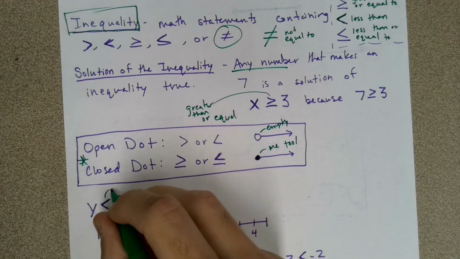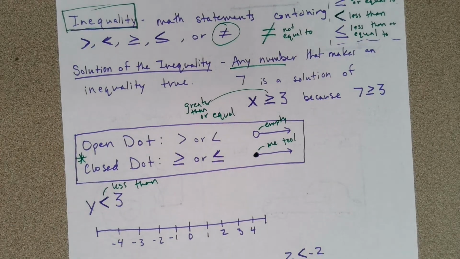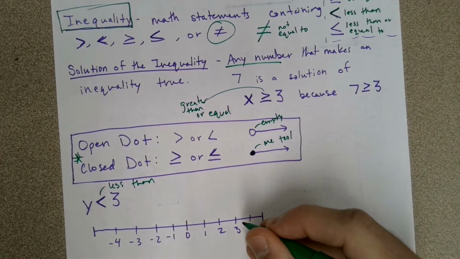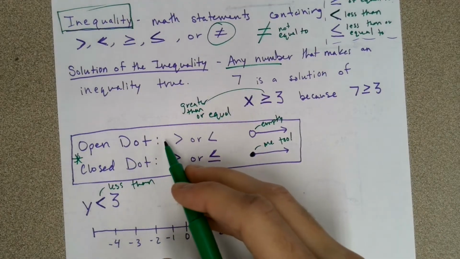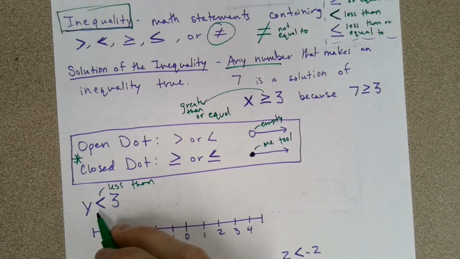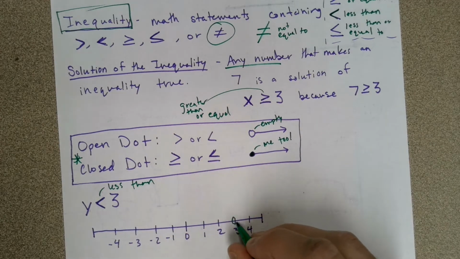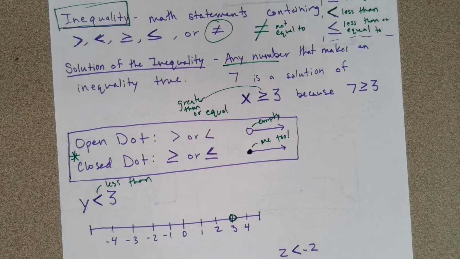So I see y is less than 3. What I'm going to do is find 3 on my number line. I'm using my tool. Is this going to be an open dot or a closed dot? Well, it's not equal to. It doesn't include 3. It doesn't say y is less than or equal to 3. So it's going to be an open dot here.